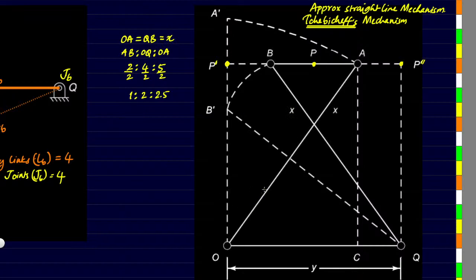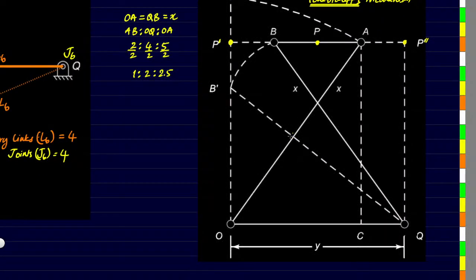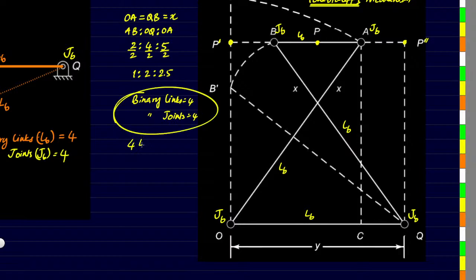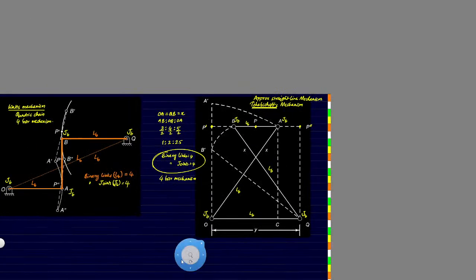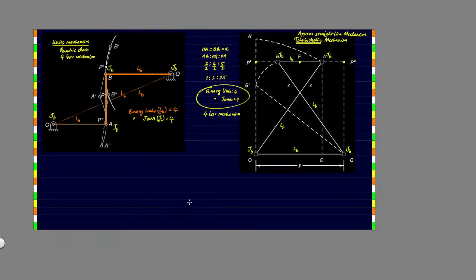Now again, coming to count the links. You can see there are exactly four links. This is a binary link. This is a binary link. And this is also a binary link. And we, of course, have the frame, that is also a binary link. Coming to the joints, here we have a binary joint, here a binary joint, here a binary joint and another binary joint. So the number of binary links is four, and binary joints are also four. So this is also a four bar mechanism or quadratic chain. So that's about the Chebyshev mechanism.